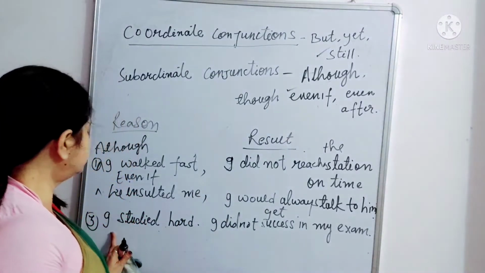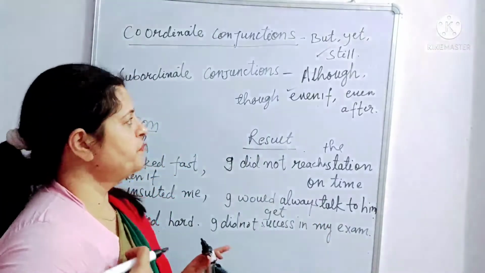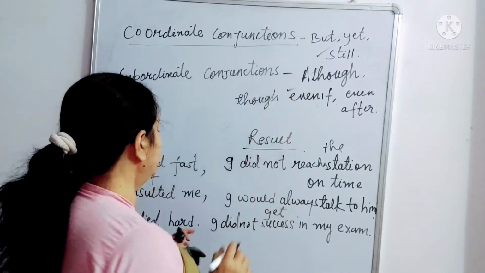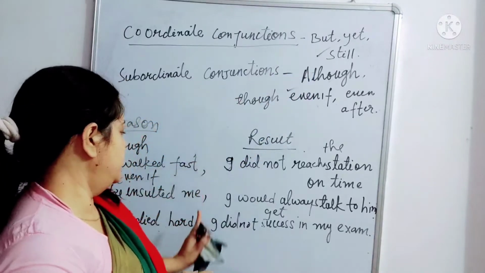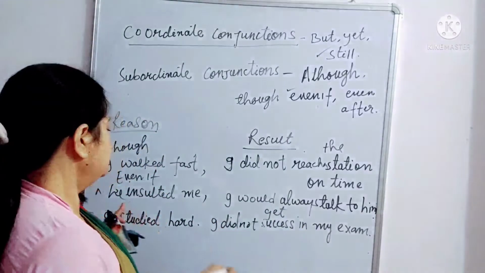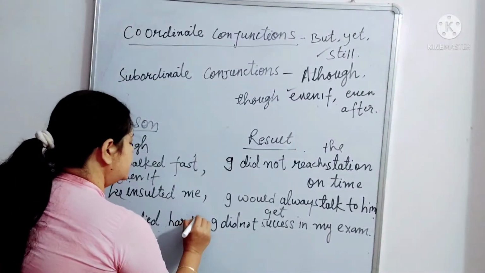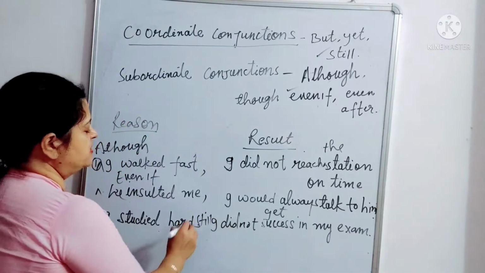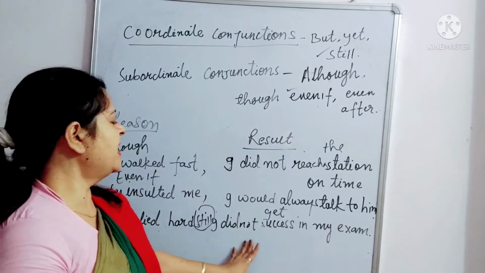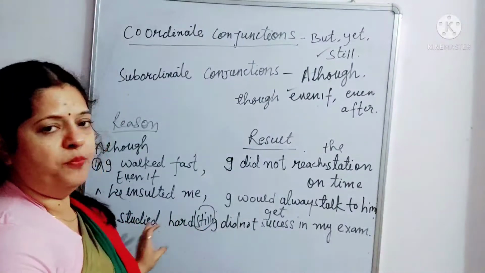Okay. Now the third sentence: I studied hard, I did not get success in my exam. If I want to make it a compound sentence, I will need to put a conjunction from here: but, yet, still. I studied hard, still I didn't get success in my exam. If I take still, I will put it before the sentence which shows result. So it has become a compound sentence. This still is connecting these two principal clauses. I studied hard, still I didn't get success in my exam. It has become a compound sentence, adding two principal clauses.